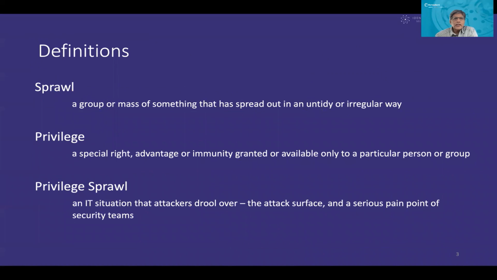So first, let's go through some definitions. If you Google sprawl, you get something of this sort: a group or mass of something that has spread out in an untidy or irregular way. And if you look at the definition of privilege, it's a special right, advantage, or immunity that's granted or made available only to a particular person or a specific group.